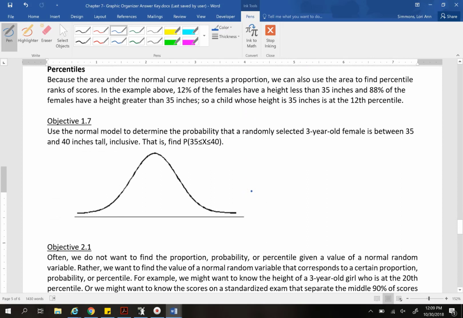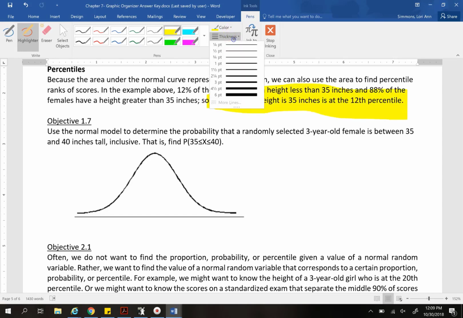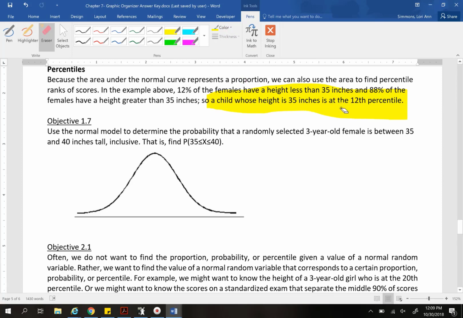Moving on to percentiles. Because the area under the normal curve represents a proportion, we can also use the area to find percentile ranks of scores. In the example above, 12% of the females have a height less than 35 inches, and 88% of the females have a height greater than 35 inches. So a child whose height is 35 inches is in the 12th percentile. So what we're looking at here is the percentage to the left, or less than 12%. Matches up with the percentile.